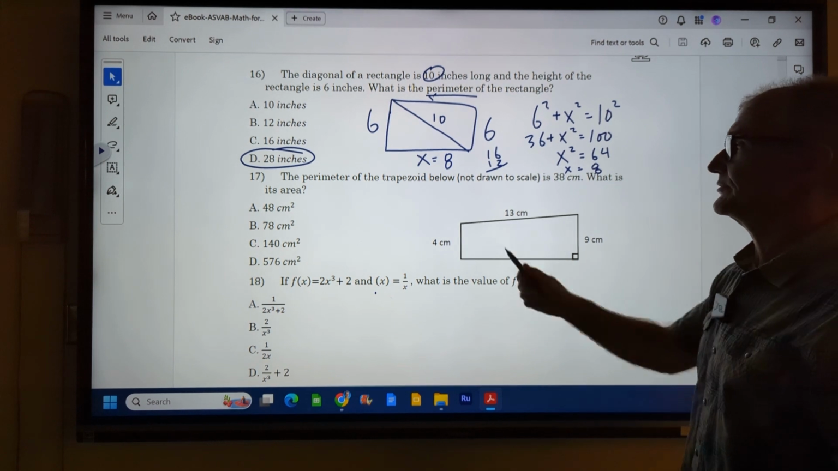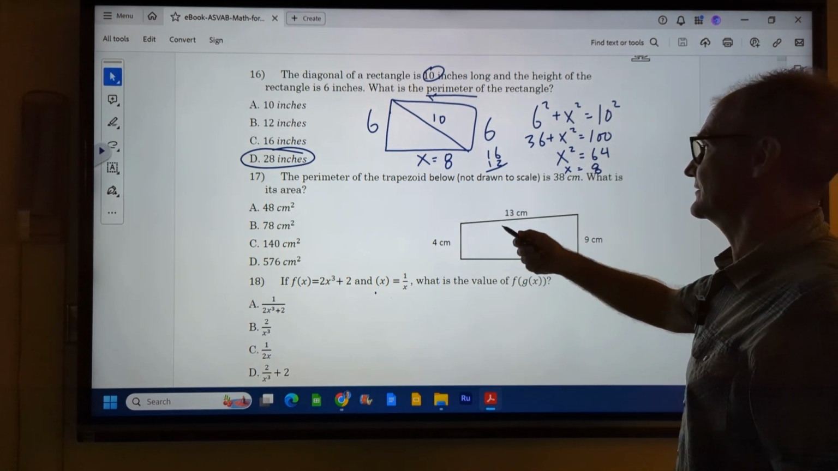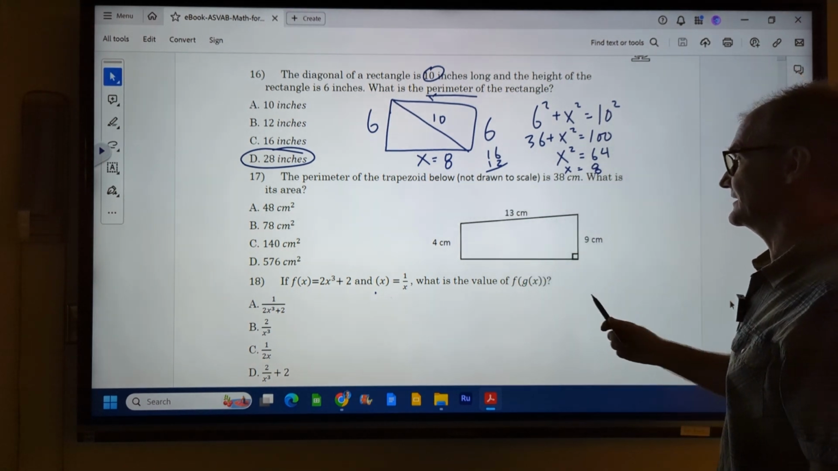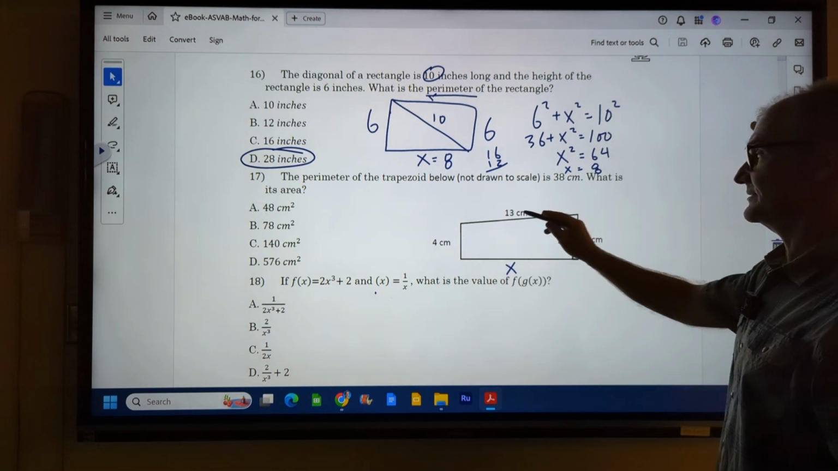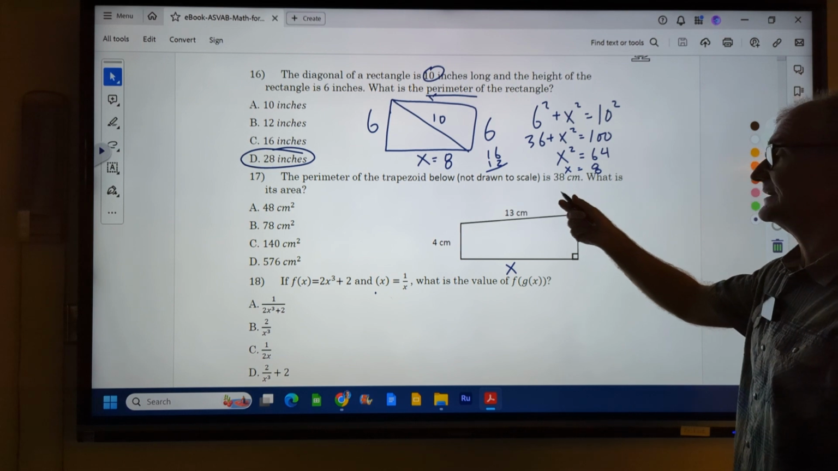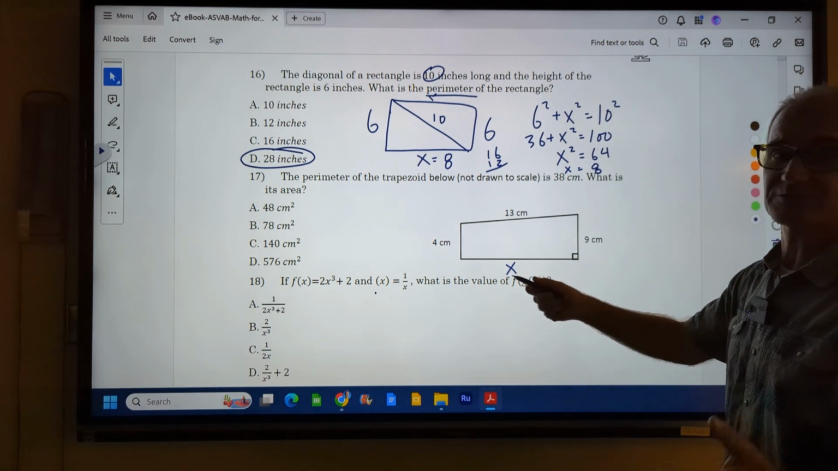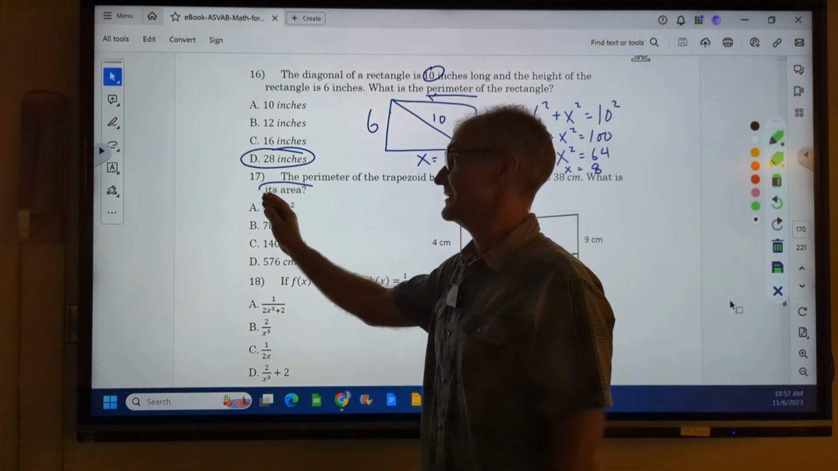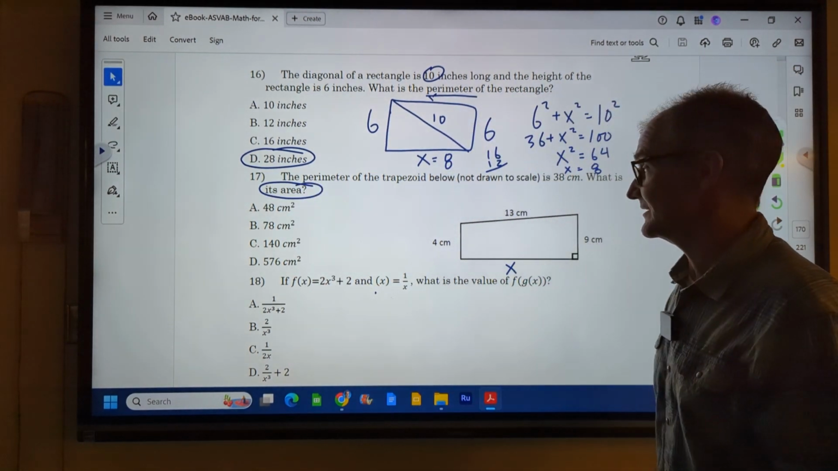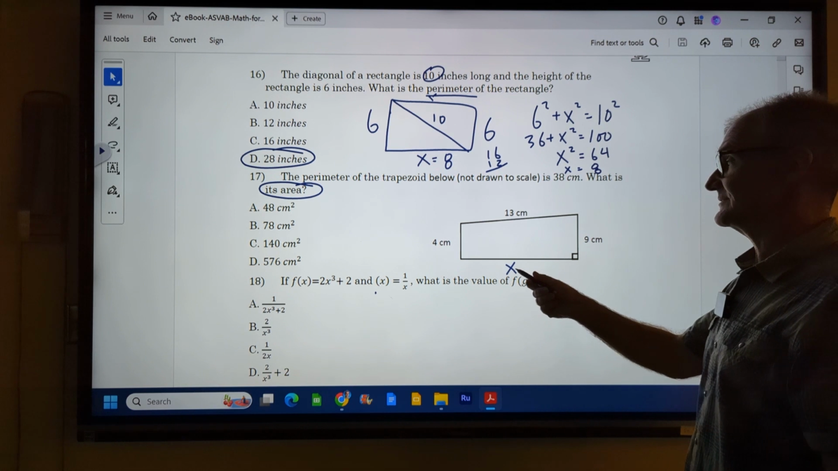Okay, number 17, the perimeter of a trapezoid below, it is not drawn to scale, it's 38. So that means this plus this plus this plus this equals 38. I don't know what that is, that's why I call it the variable x. What is the area? Oh, so there's quite a few problems here. So first thing we've got to do is figure out what that is.